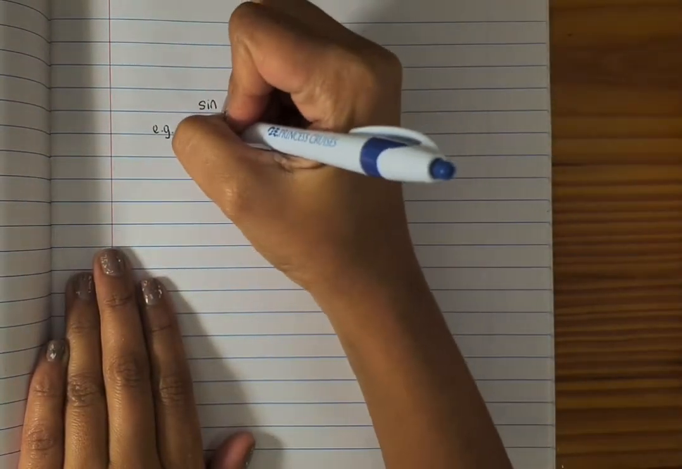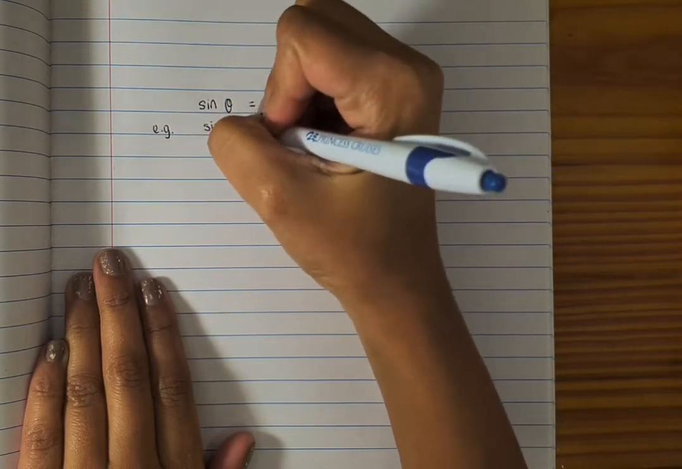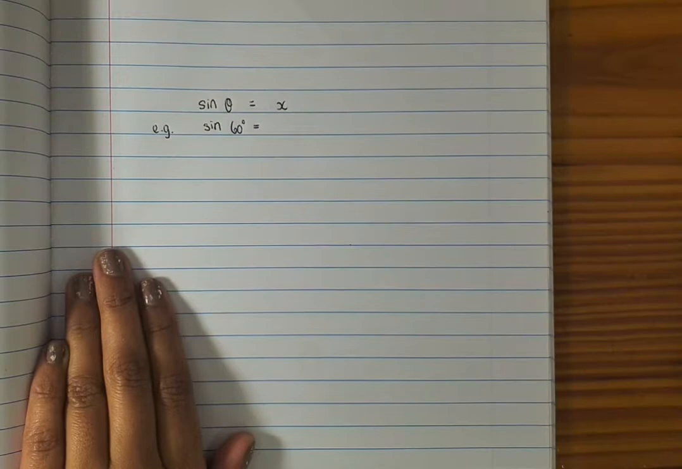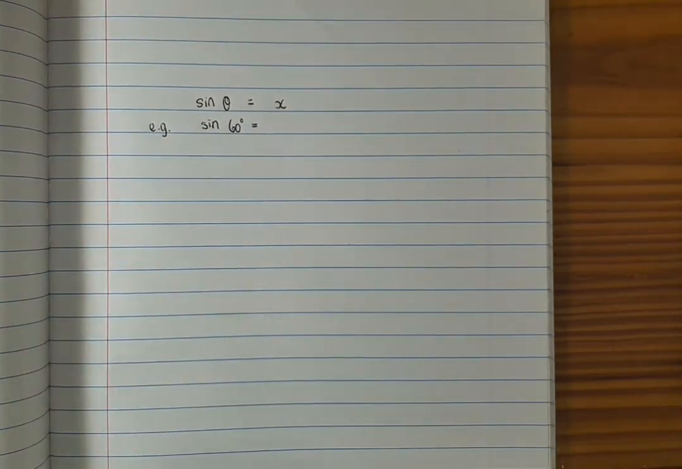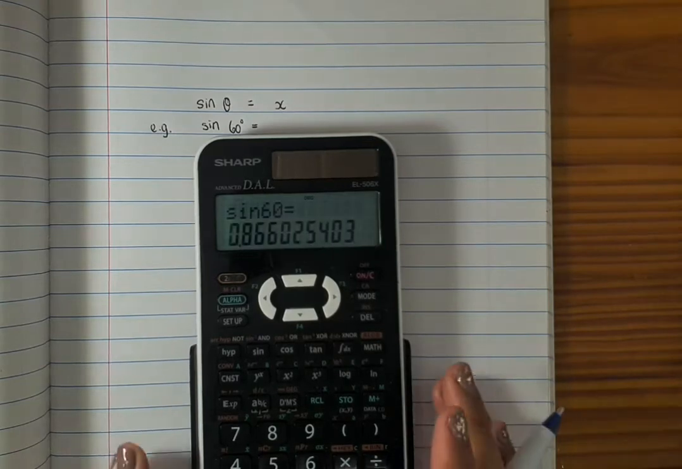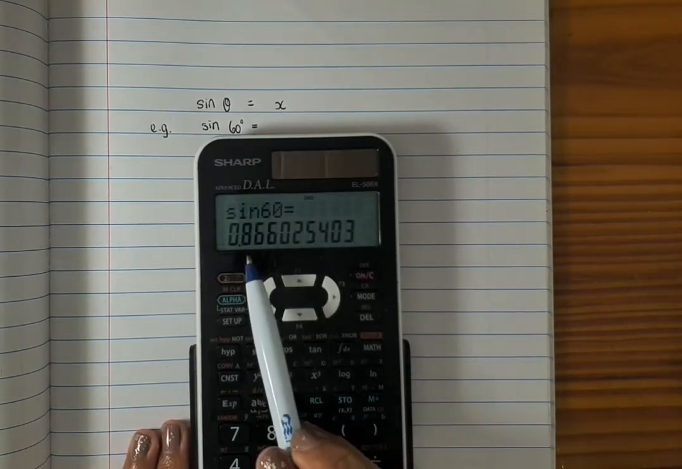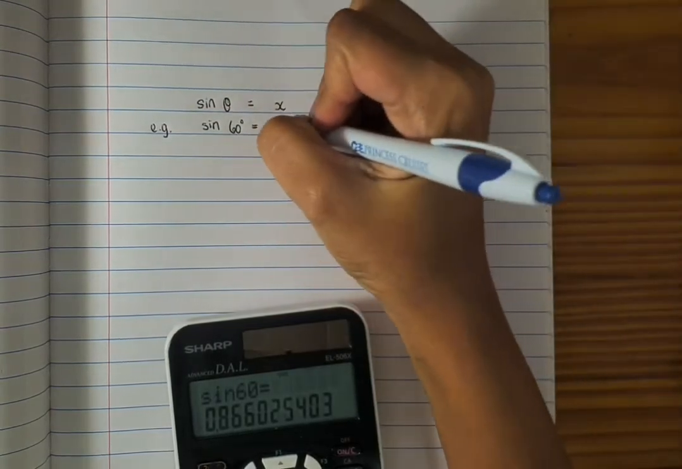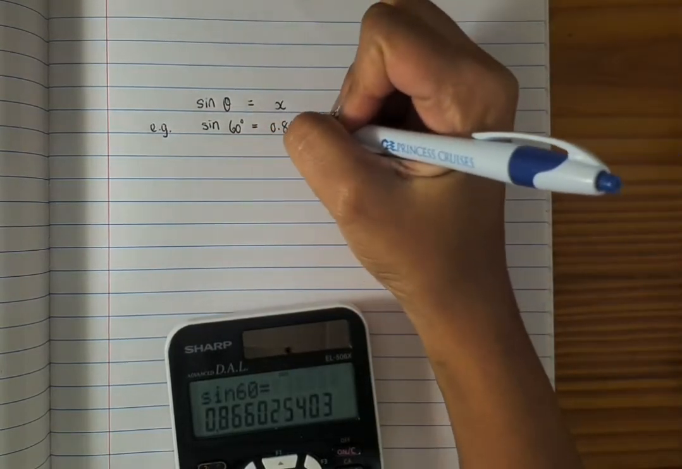So for example, if I have sine of 60 degrees, that is going to be equal to, and let's see what my calculator says, sine of 60, 0.866. All right, so 0.866.